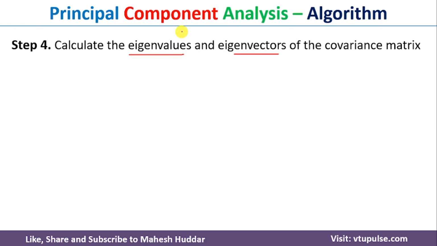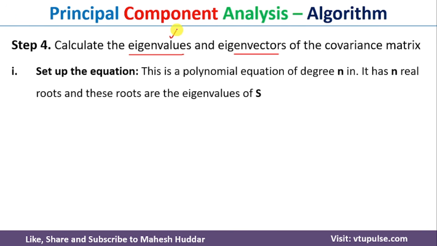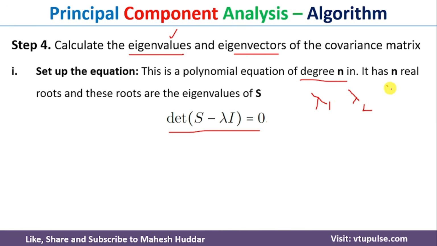Now how to do that particular thing? If you want to calculate the eigenvalues, we need to set up this particular equation, that is nothing but the determinant of S, that is the covariance matrix, minus lambda I, where I is the identity matrix, which is equivalent to 0. Now lambda values we need to calculate, because there are n number of features, we will get n number of lambda values, that is lambda 1, lambda 2 till lambda n over here. These are nothing but the roots of that particular equation, you can say.